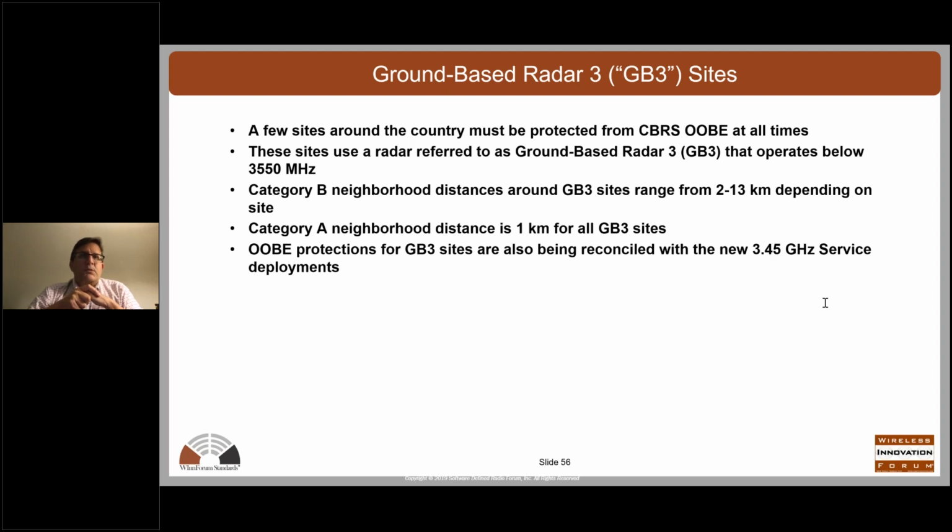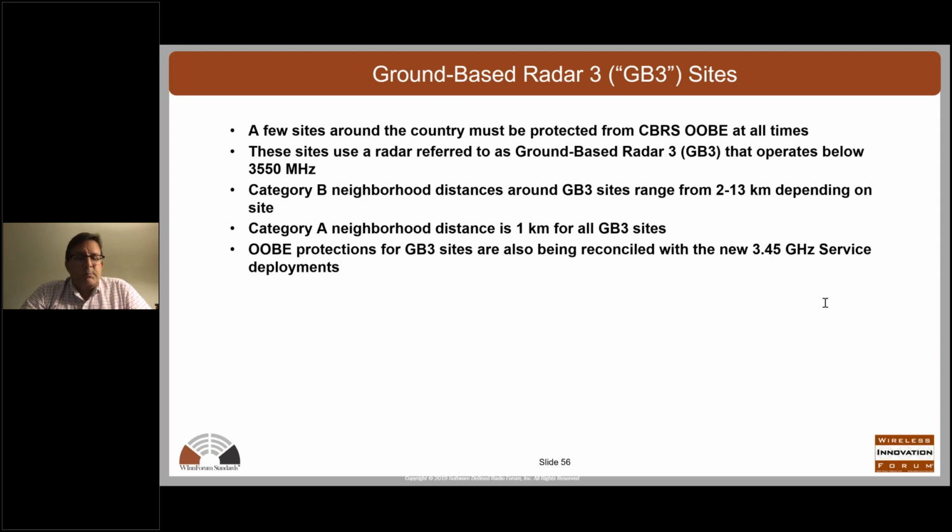But we're in the midst of working with DoD to reconcile the need to protect any of these sites below 3550 from CBRS out-of-band emissions, given the fact that the 3.45 gigahertz service is coming online now, and they're allowed up to 3,000 watts per megahertz of in-band power below 3550. So to us, it doesn't make any sense that these sites need protection from very weak out-of-band emissions from CBRS. We're working with the DoD trying to mitigate the requirements for these protections.